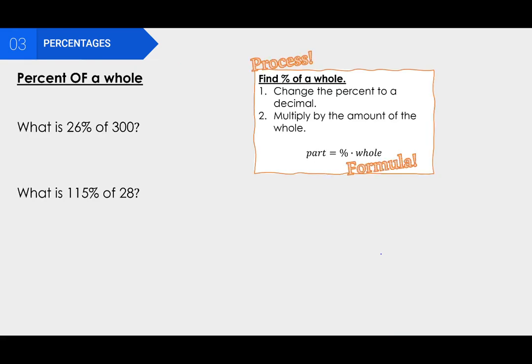So if we have an example problem like what is 26% of 300, here's our process. We're going to change that to a decimal just like we talked about in the last screen, and then multiply it by the total amount. So that gives us, plug into the calculator, you just get 78. Second step, multiply. You can also use it as a formula: the part we didn't know equals percent as a decimal times the whole. That gives us that answer.